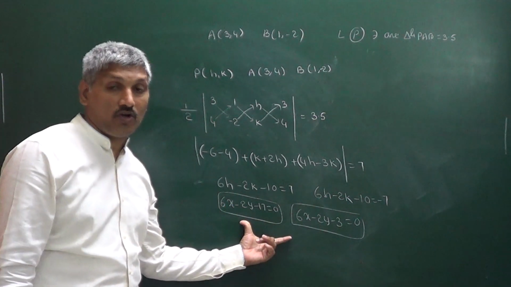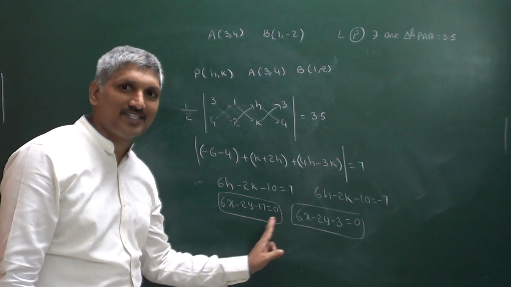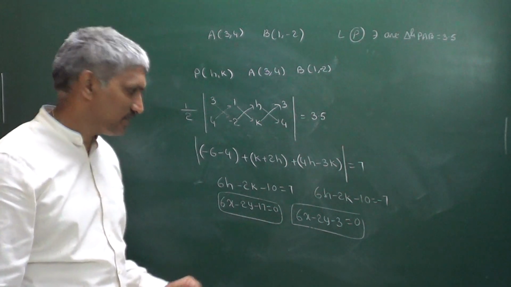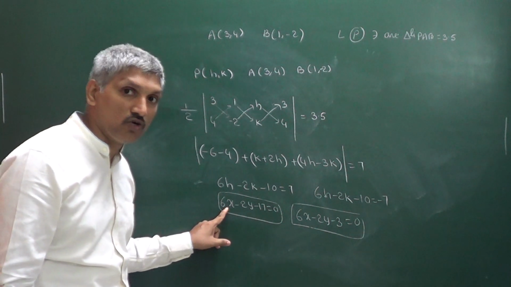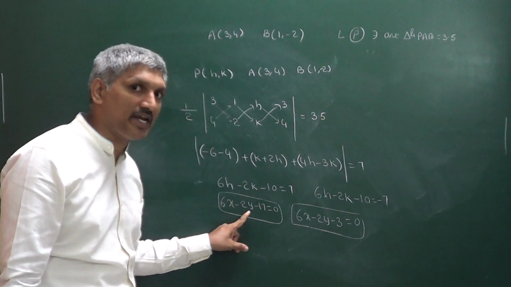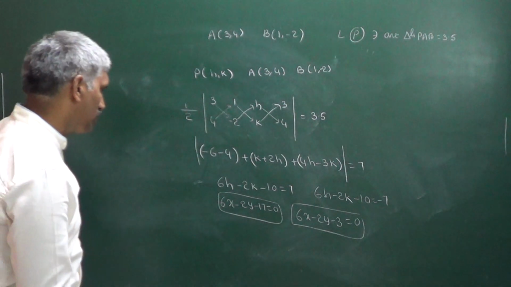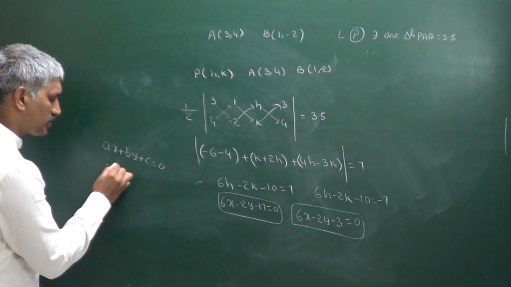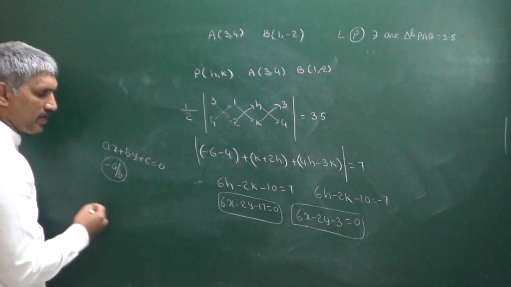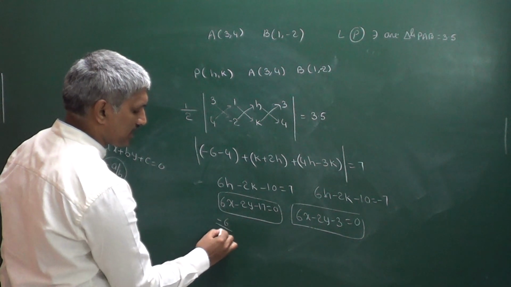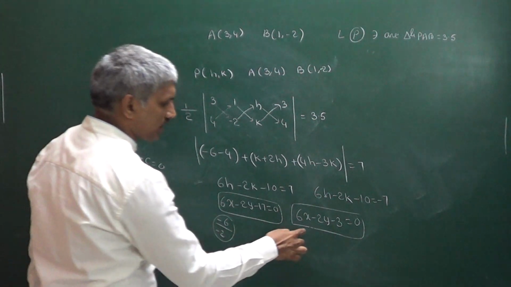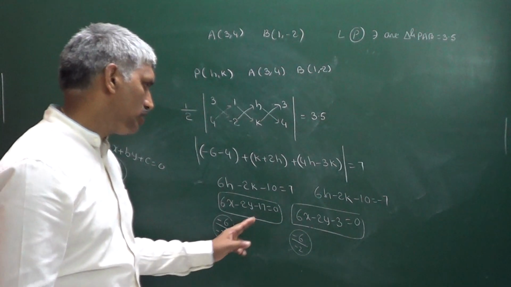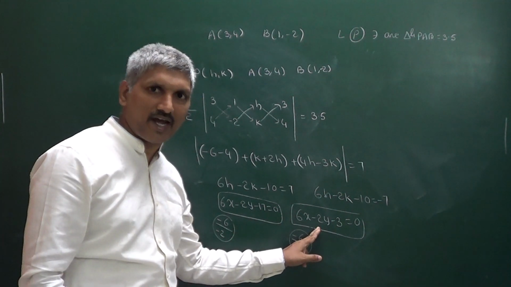So this is the locus equation. No doubt these two lines are parallel lines. Just you can observe, here slope is equal to -6 divided by -2. I told you, ax plus by plus c is equal to 0, slope of this line is equal to -a by b. That's why this line's slope is -6 divided by -2, and this line's slope is also -6 divided by -2. That's why these two lines are parallel lines, right?